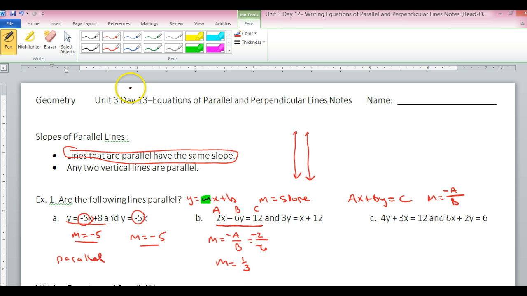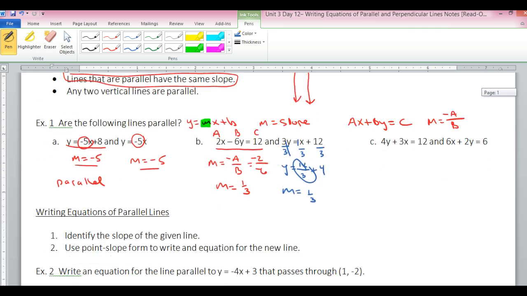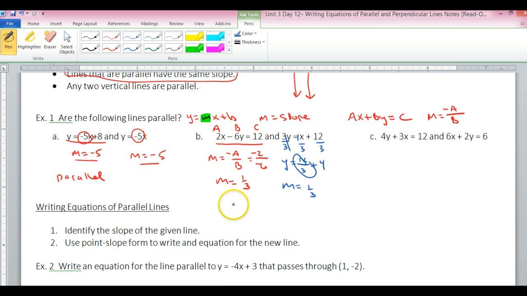Well, if I look at the other line, I'm not solved for y, but if I wanted to solve for y, I could divide everything by 3, and I get y equals, I'll put a coefficient 1 with the x. And if I look at this line, the slope of the blue line would be 1/3 also. And remember, to determine if lines are parallel, all we need to know is, are the slopes the same? Yes, therefore these lines are parallel.